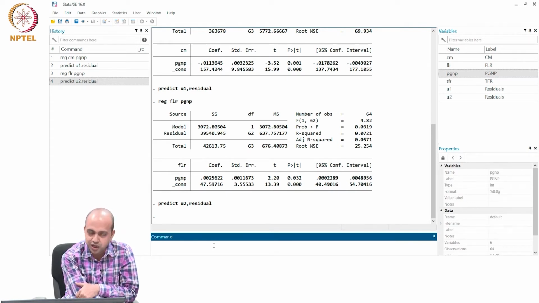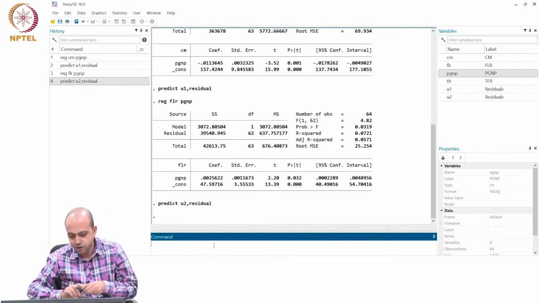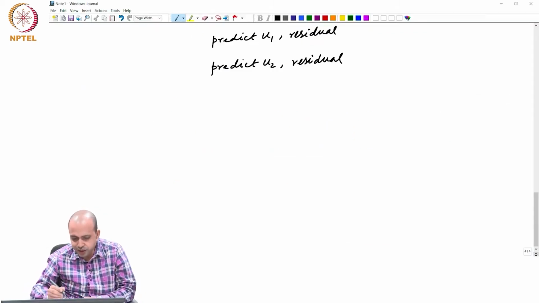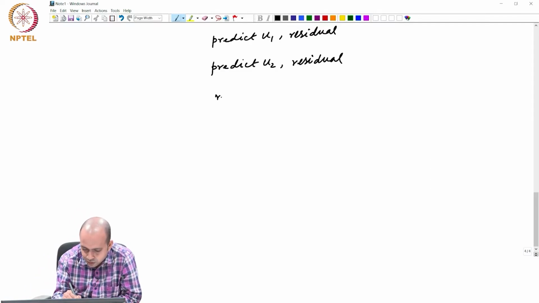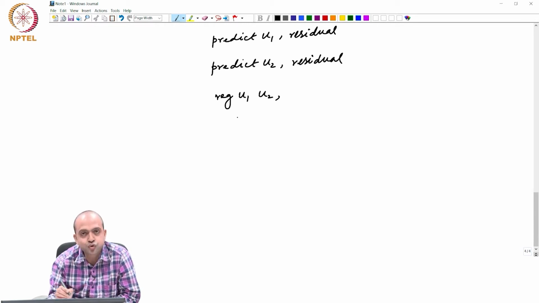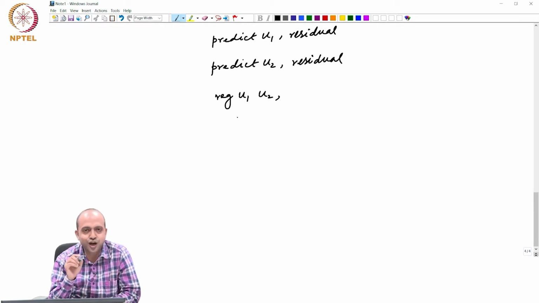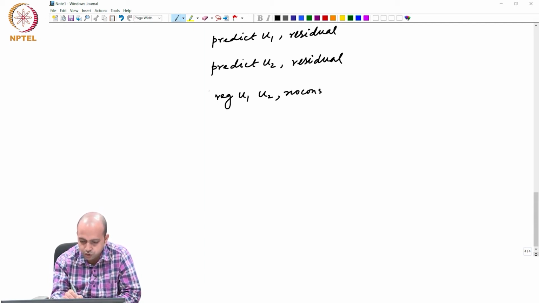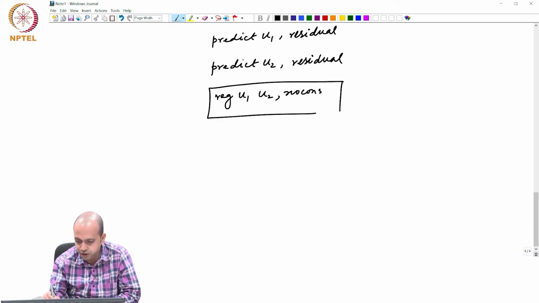That means in step 3, U1 hat is regressed on U2 hat with no constant term, okay, with no constant term. And what would be the command for that? In step 3, reg U1 on U2, and you need to specify to STATA that I do not want any constant term. And what is the command for that? We need to specify no cons, no cons. This is the command in step 3.